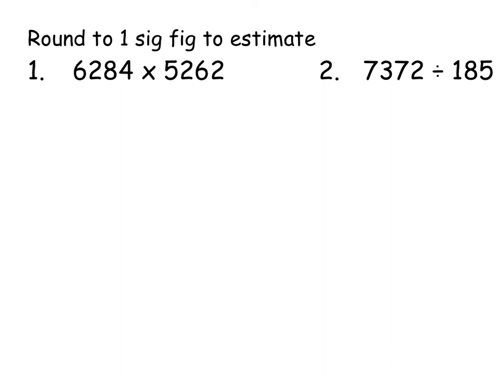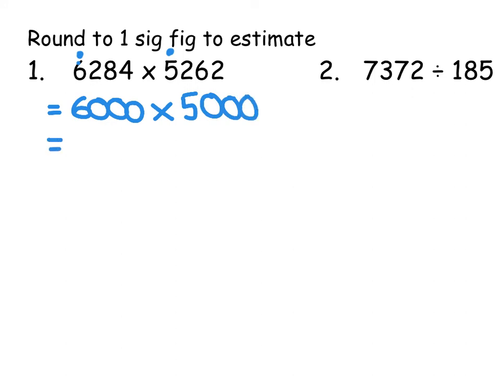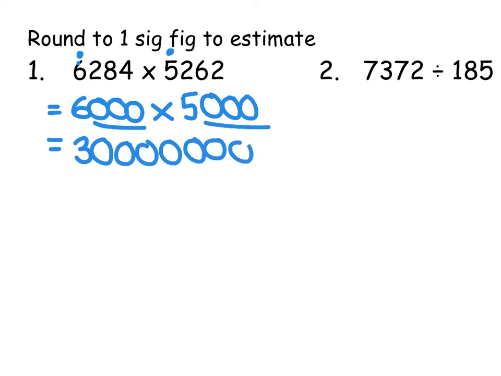So we're going to round each number first. So the first one, we're going to keep the 6. The 2 won't do anything, so that becomes 6,000. Times, keep the 5, so that's going to be 5,000. And then you do 6 times 5 is 30. We ignored 3 zeros and 3 zeros, so you put on 6 zeros. 1, 2, 3, 1, 2, 3. So that actually gives you the number of 30 million.